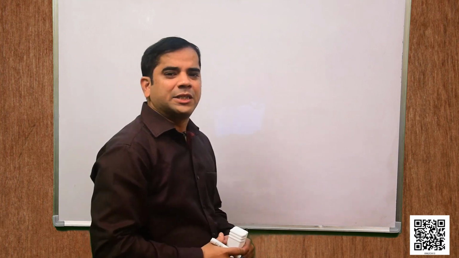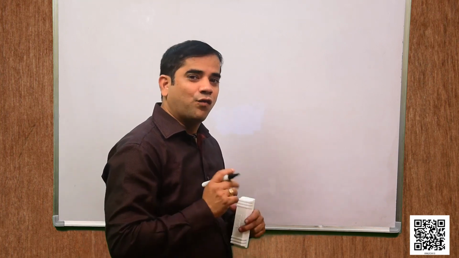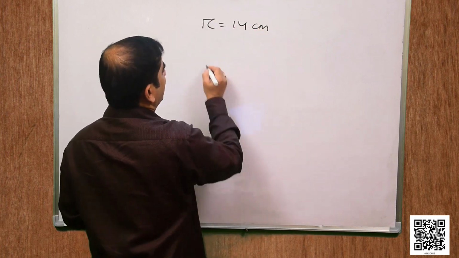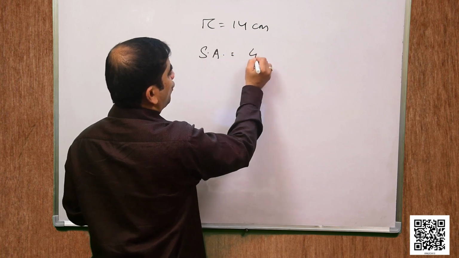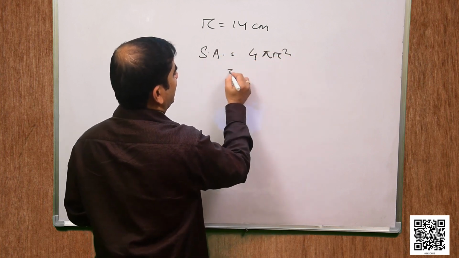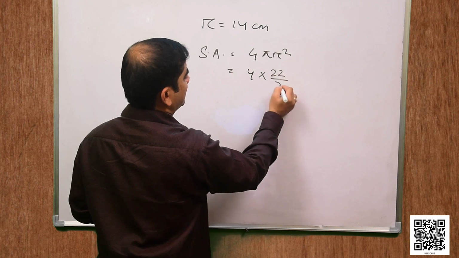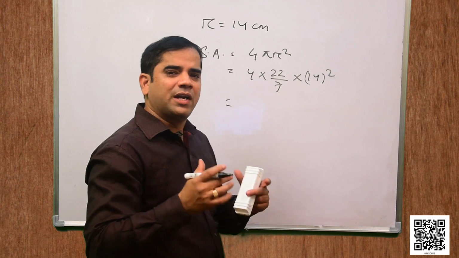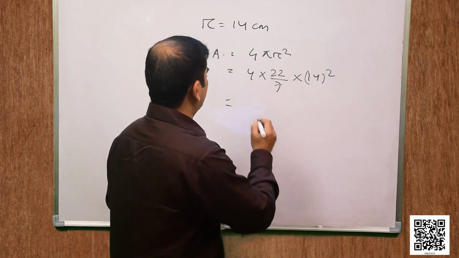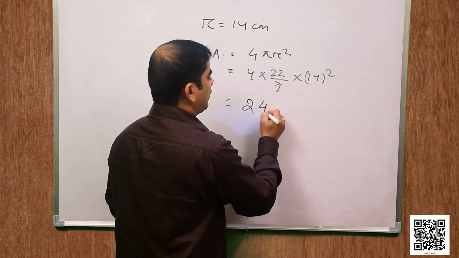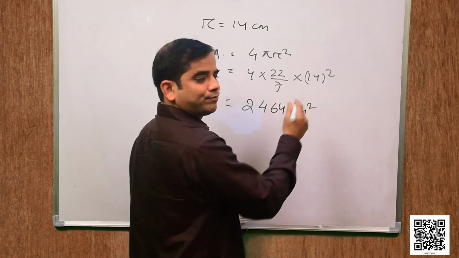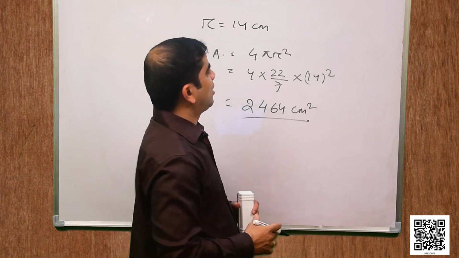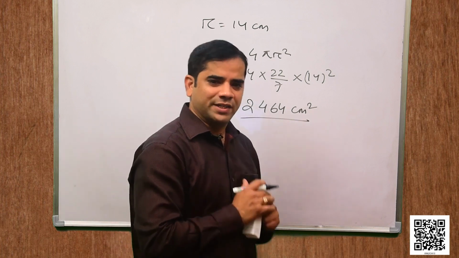Now, let us go for the third one where the radius is 14 centimeter. So, the sphere number 3 has a radius of 14 centimeter, that means r is equal to 14 centimeter. Then surface area will be 4 pi r square, that is 4 into 22/7 into 14 square, and when we calculate, we will come up to a value that will be equal to 2464 centimeter square. So, this is the surface area of the sphere having radius 14 centimeter.